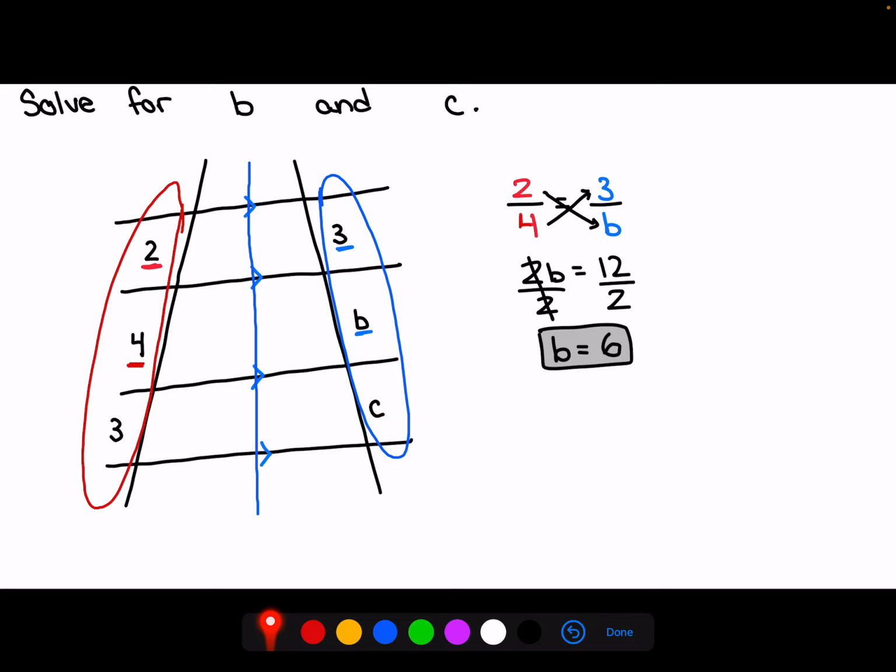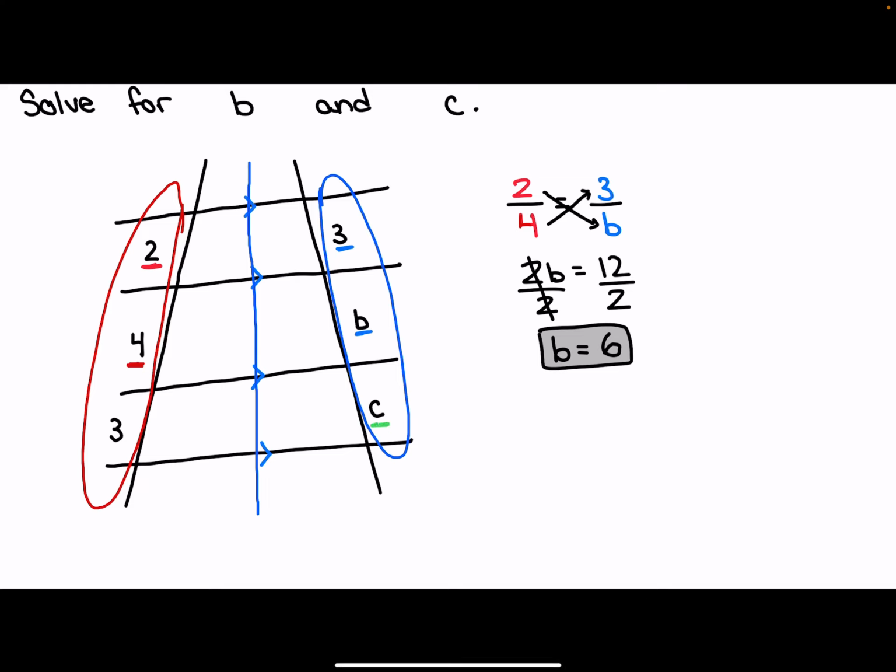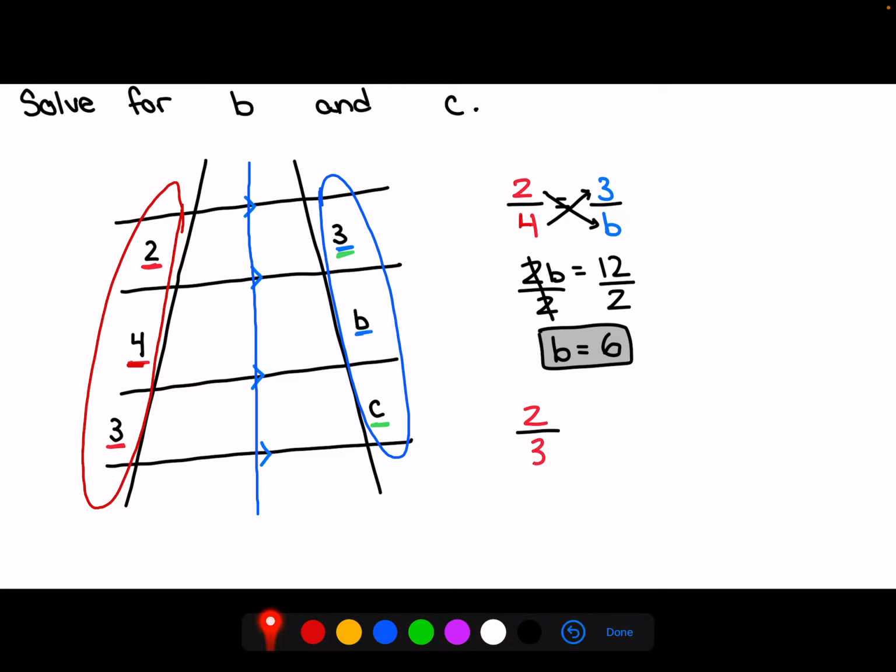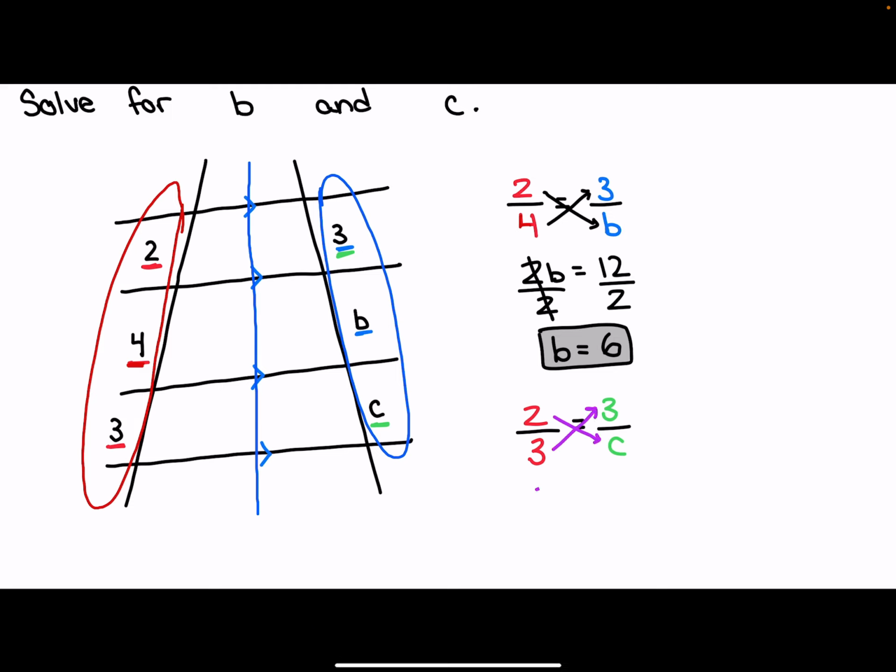Again, I can use 4 and 6 now, but if I messed up in solving for b and I used it to solve for c, then my answer for c would be wrong as well. So I would get 2 over 3 equals 3 over c for my next ratio. And again, I'm staying on the same side. From here, we cross multiply, giving us 2c equals 9. And dividing both sides by 2 will give us c equals 4.5.